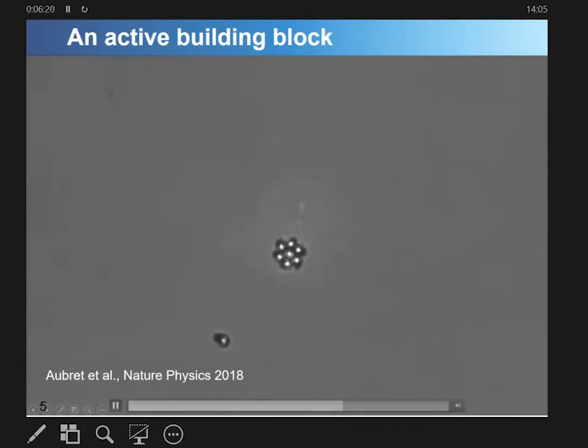But the main point here is that the way they assembled was through self-assembly. And if you use self-assembly, what you have is trial and error.